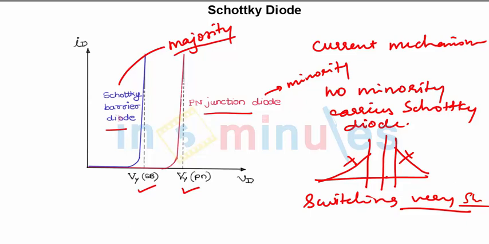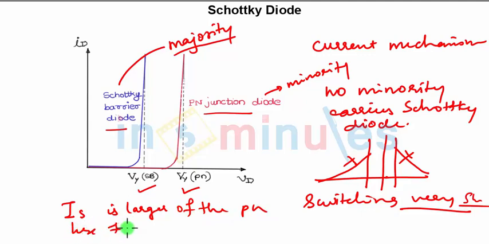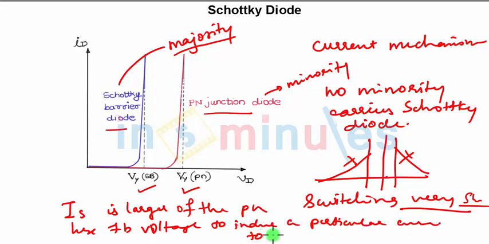The second difference is that the reverse saturation current IS for the Schottky diode is larger than that of the PN junction diode for a comparable device area. This property means that it takes less forward bias voltage to induce a particular current than in a PN junction diode. When you compare the forward bias voltage required for the PN junction diode and for the Schottky diode, it is less in the case of the Schottky barrier diode as compared to the PN junction diode. This is the Schottky diode in detail.